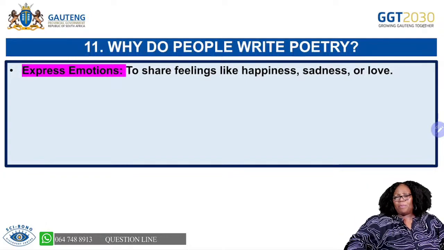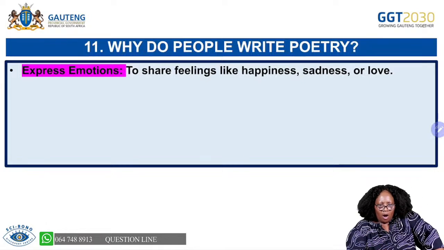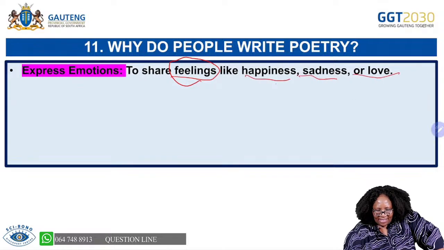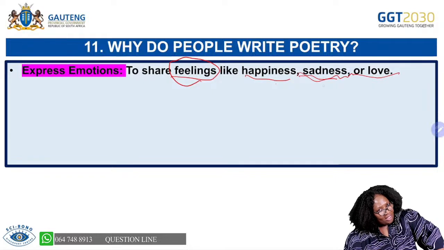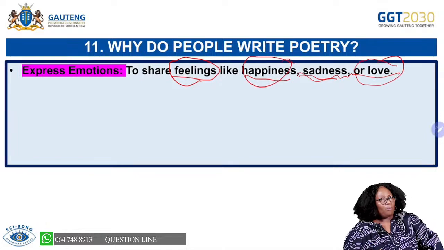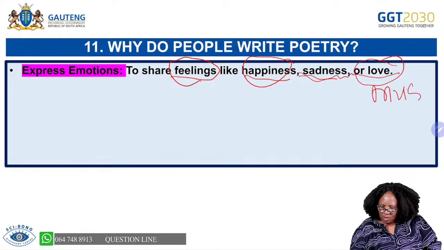People write poetry to express emotions. They want to express some form of feelings, to share with us feelings like happiness, sadness, or love. Sadness. Where do broken hearts go? You know the song, ne? Or love. Or happiness. Remember, poetry is very closely related to music.